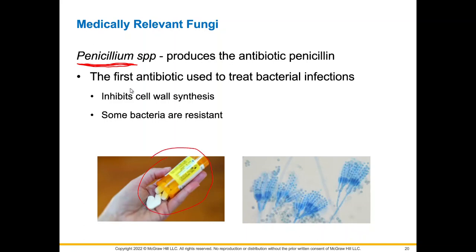It can be made synthetically as well, but it inhibits cell wall synthesis. And so since bacteria have cell walls and they get exposed to this penicillin, they will not be able to make any more cell walls. So they won't be able to reproduce if we expose them to penicillin. However, do keep in mind some bacteria are resistant, and that's becoming a growing issue in the medical community.